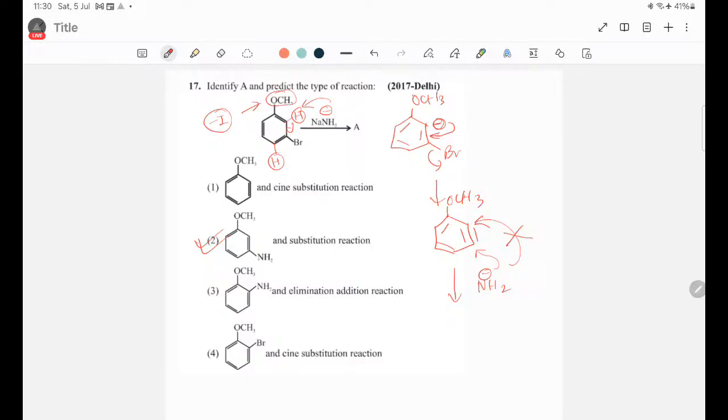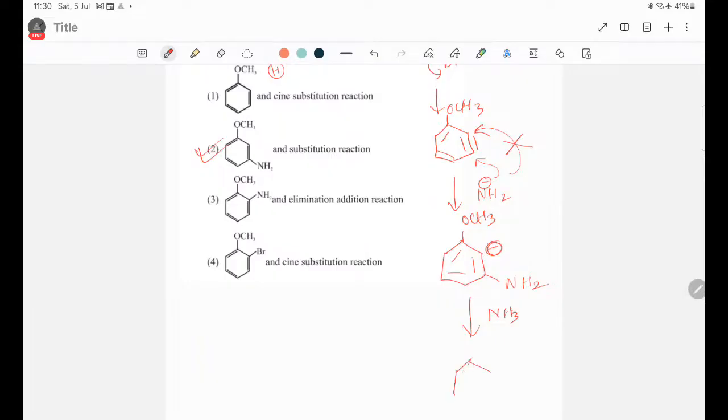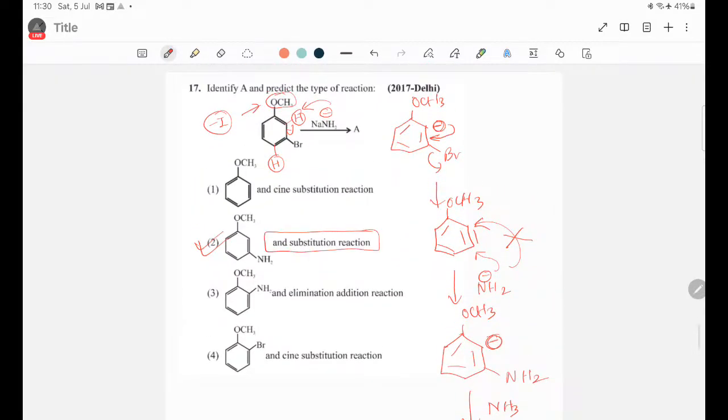Why? Again the same reason, because if the NH2 minus is attacking at the meta position with respect to OCH3 group, then this NH2 will be here and the negative charge you will get at the adjacent position of OCH3 group. Again this negative charge will be more stable due to the minus I effect of OCH3 group, so that's why finally the product will be NH2 group with respect to OCH3 at meta position, and the reaction will be substitution.